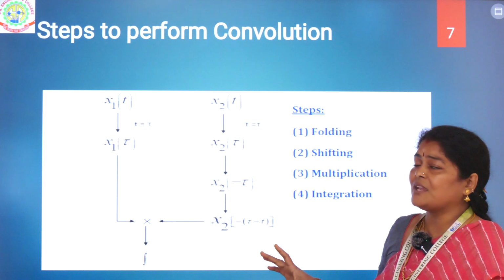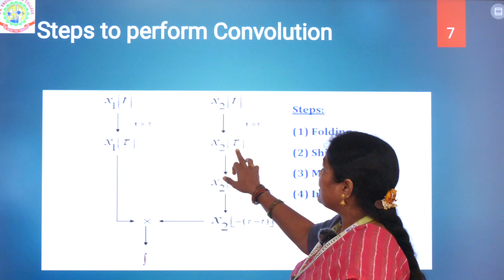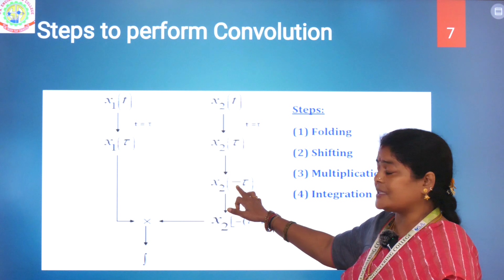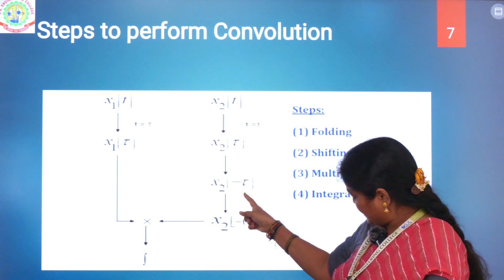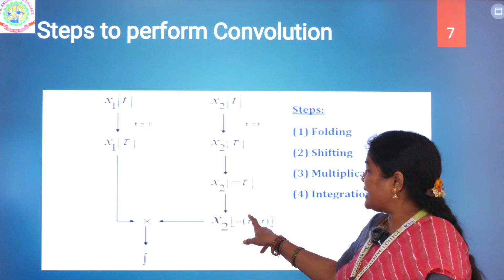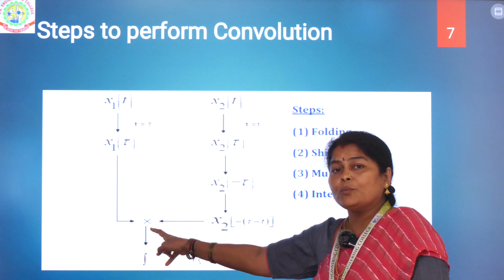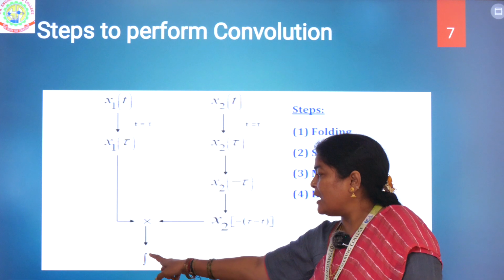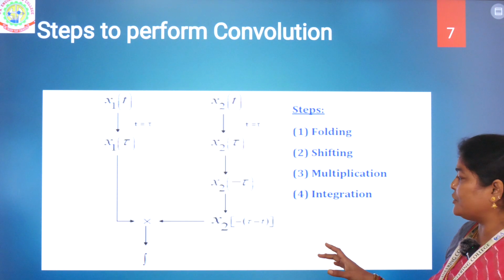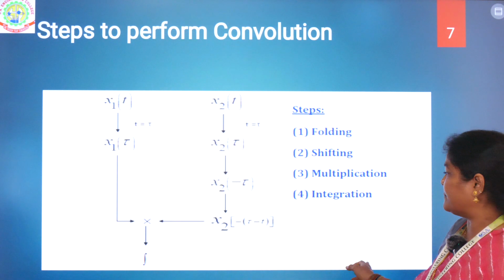One of the signals we keep as such, like x1 of t we keep as x1 of tau, whereas the second signal we make x2 of tau, and then we fold it, hence we get x2 of minus tau. The folded signal has to be shifted, hence we get x2 of t minus tau, and then it has to be multiplied with the other signal x1 of tau, and lastly it has to be integrated. So this is the procedure or the steps to perform convolution. The last step alone differs between convolution integral and convolution sum.